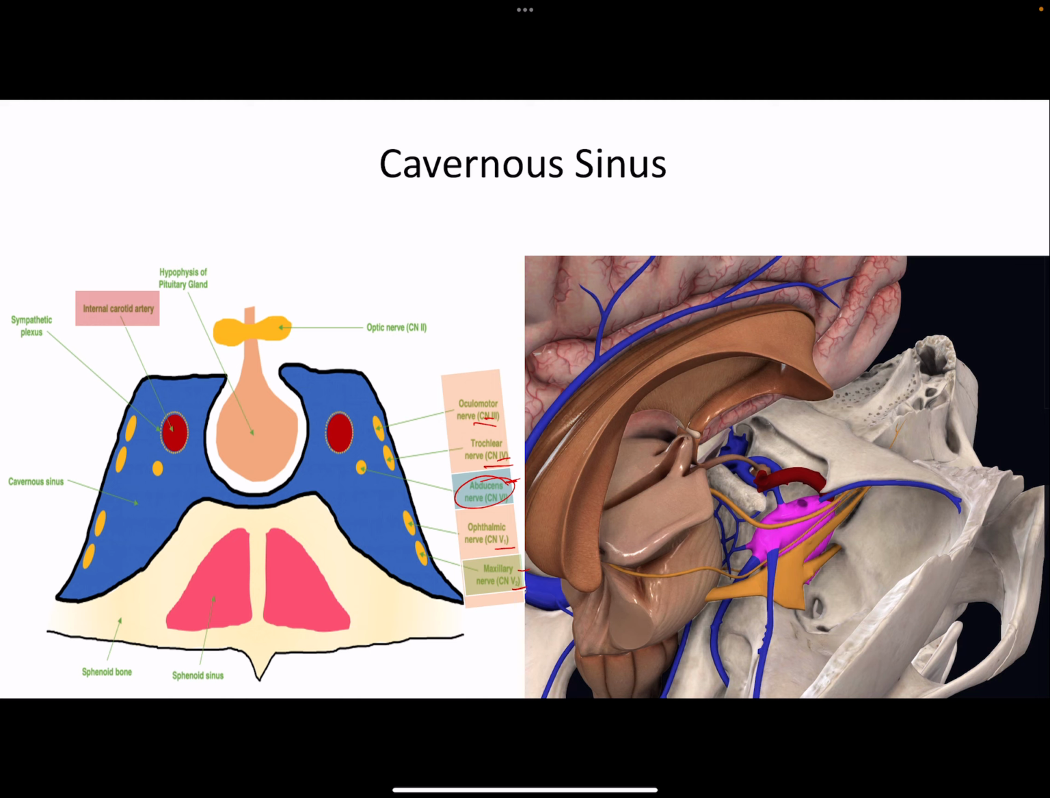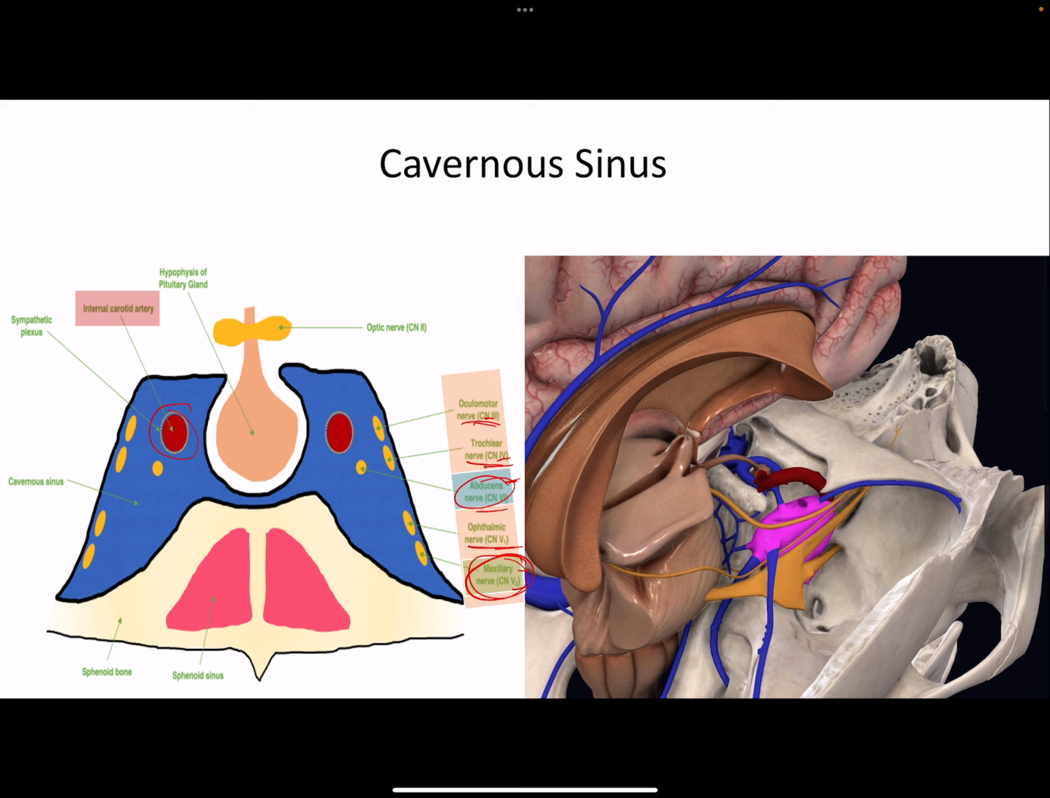The next point is that this is eyes, this is eyes, this is eyes, this is eyes, and this is not eyes. That's like the sensation of my nose. For me, I remember everything goes in order and everything has to do with the eyes except for those two exceptions, and that helps me. Remember that we also have this weird trajectory of the internal carotid, which makes its way through the cavernous sinus.